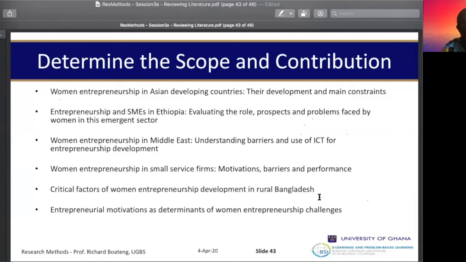Critical factors of women entrepreneurship development in rural Bangladesh. Very specific. The context is rural Bangladesh. The topic is women entrepreneurship. And then look at critical factors as the contribution.